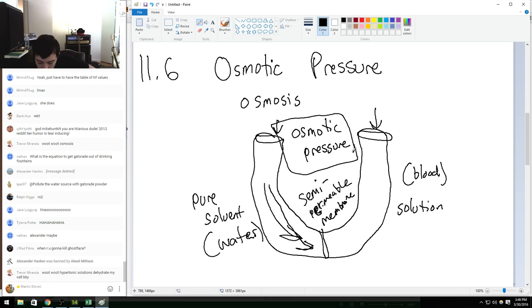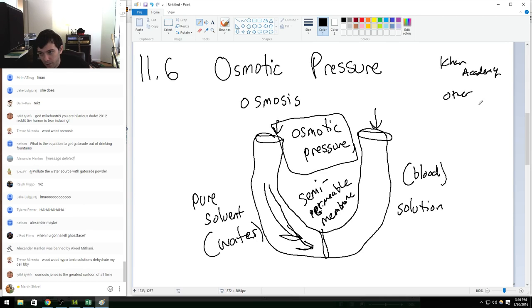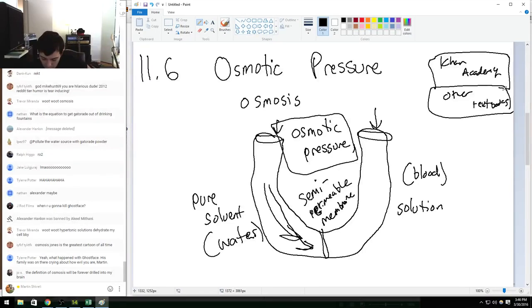And again, if you have some difficulty with this, I would encourage you to go to some other resources, Khan Academy, other textbooks. The internet's full of information, but it's important that you understand osmosis. Maybe I'm not describing it as best as I can, but this is the concept.